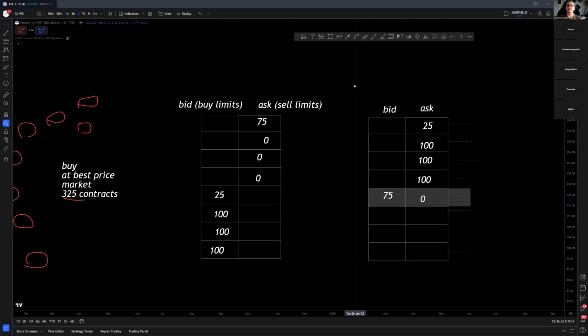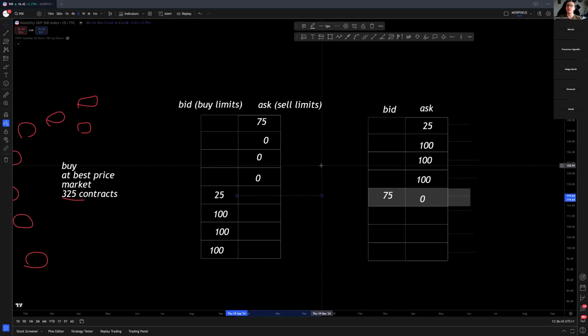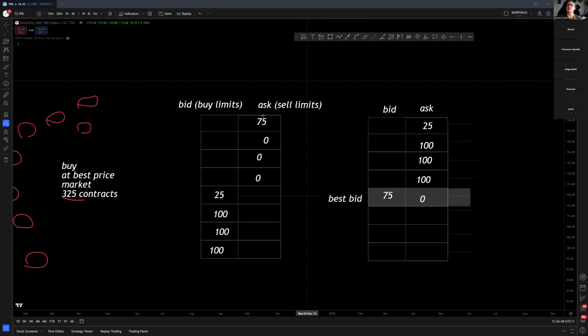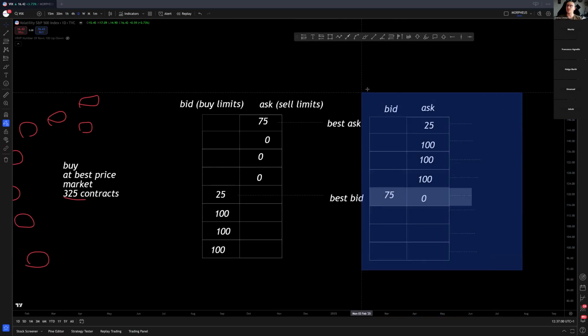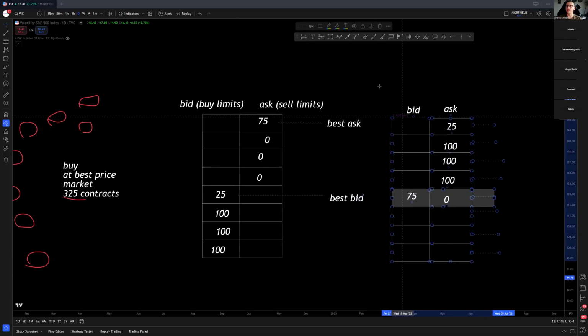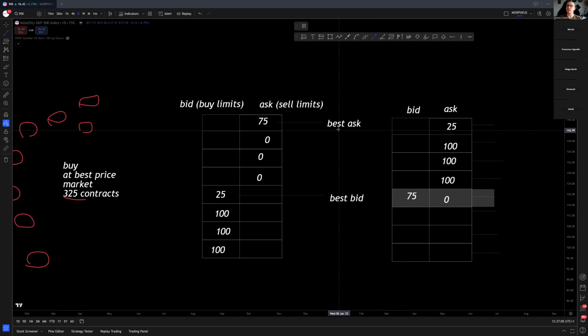So now, if I want to sell, the best price is still this. This is what we call the best bid. And this is what we call the best ask. So when anyone now tries to buy anything or sell anything, there's a gap between the best price to buy and the best price to sell. This gap is called spread.